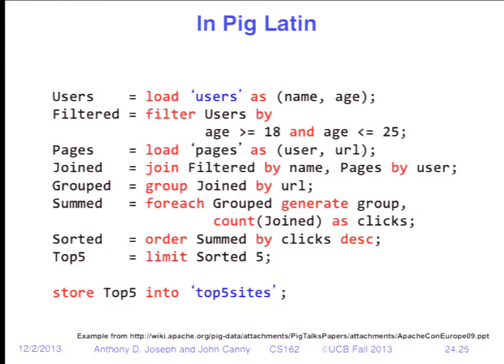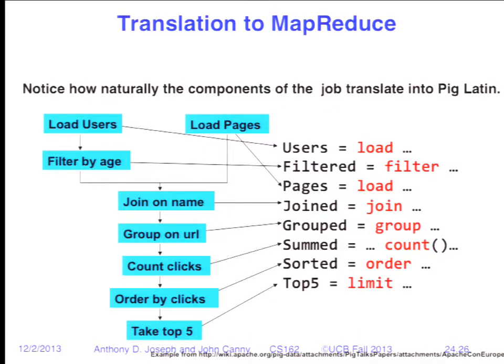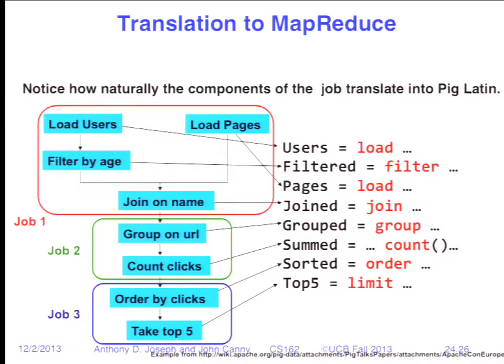That's it. And each one of these matches up with one of those natural sort of database-like things that a business intelligence person could understand, right, if they took a databases course. And this translates also nicely into a set of MapReduce jobs. So there's a job that will do the loading and filtering and joining on the name. There's another job that will do the grouping on the URL and counting the clicks, and another job that will do the ordering, the sorting of the click data, and then taking the top five from that. Very simple, very straightforward.